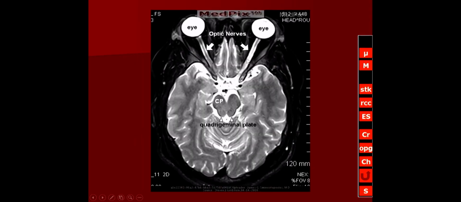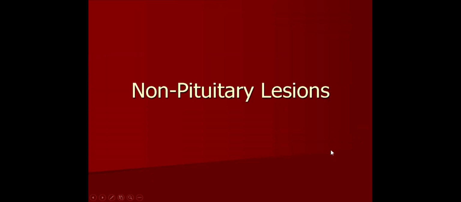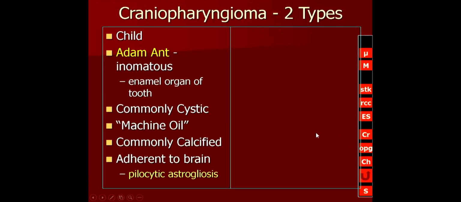The patient also has on imaging the signs that we look for of papilledema, which is dilatation of the subarachnoid space that surrounds the optic nerves as they go in to attach to the globe. So again, here she does look a little bit obese, and she has this sheath of CSF surrounding the optic nerves. Now, the last things that I want to talk about in the time that I have, non-pituitary lesions, craniopharyngioma.